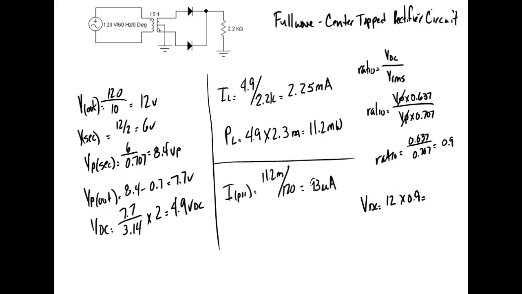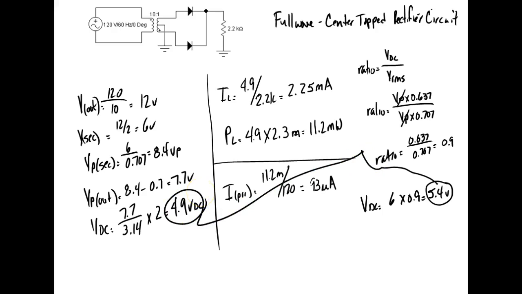What's that? Oh, I'm sorry, wrong. What did I do? 6 times 0.9. So what? Okay, look. 5.4.